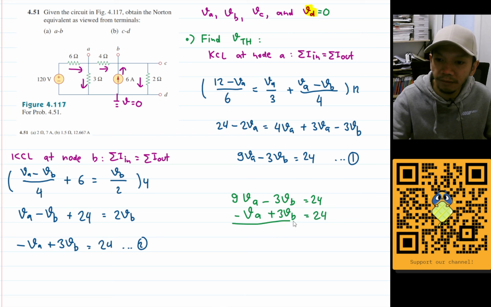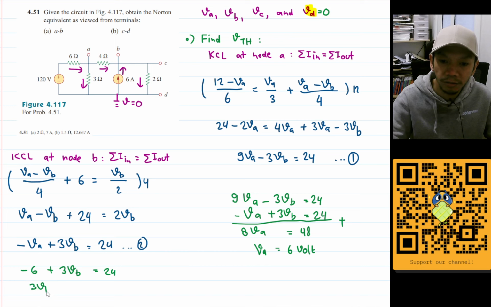We can just add them up. So I will have 8 VA, and the VB terms cancel each other, and that will be 48. That means VA is equal to 48 divided by 8, which is 6 volt. From here, we can calculate VB. I'll have minus 6 plus 3 VB is equal to 24, or 3 VB is 30. That means VB will be 10 volt.